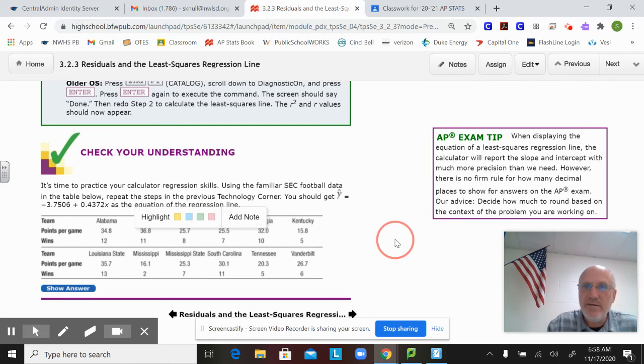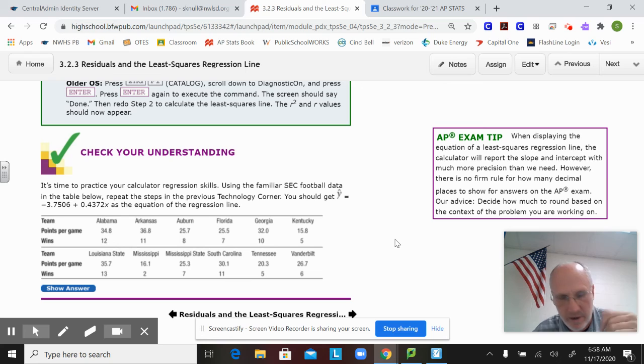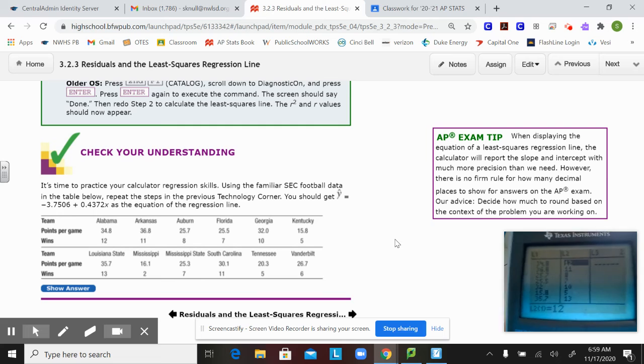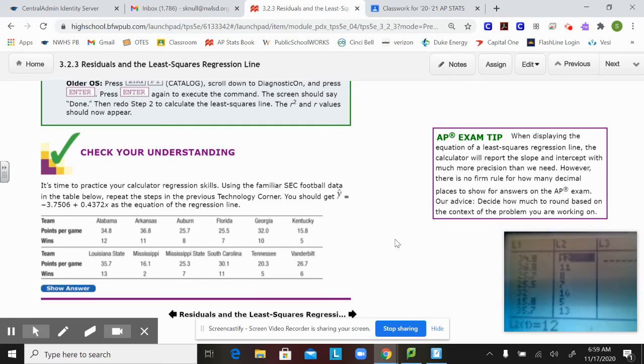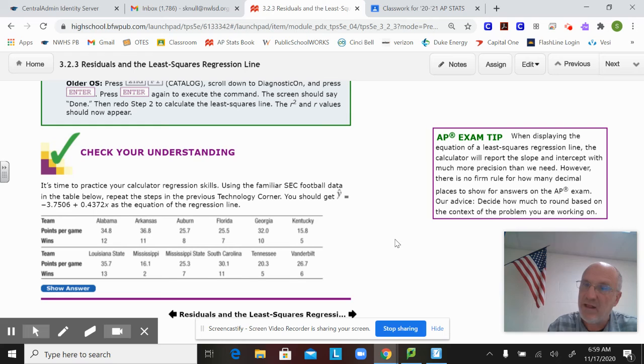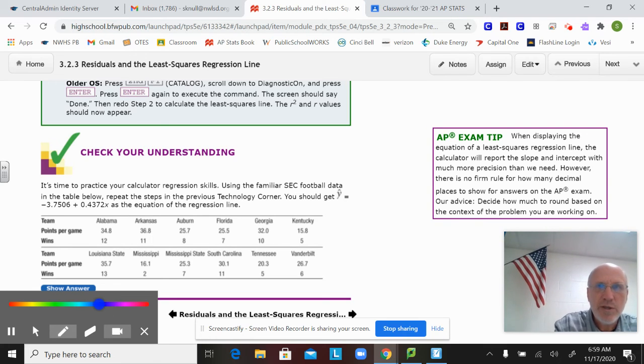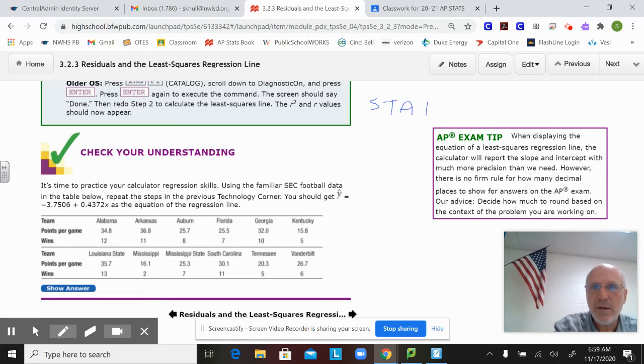I would like you, with your calculator, to put the data into L1 and L2. You don't need to sit here and watch me input data. I went to stat, enter, and I have the number of points per game in L1 and the number of wins in L2. And so I want to find the equation of the best fit line. You should be taking notes on this because this is new. You want to go to stat, and you want to go over one to calc.